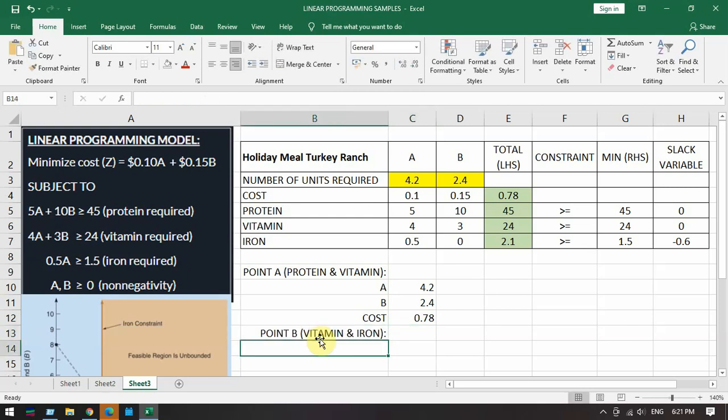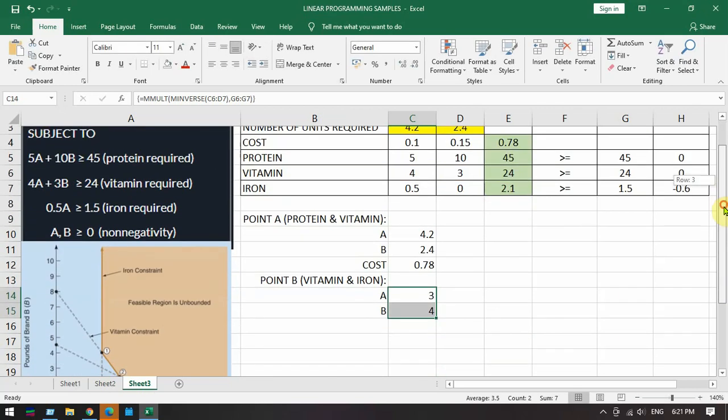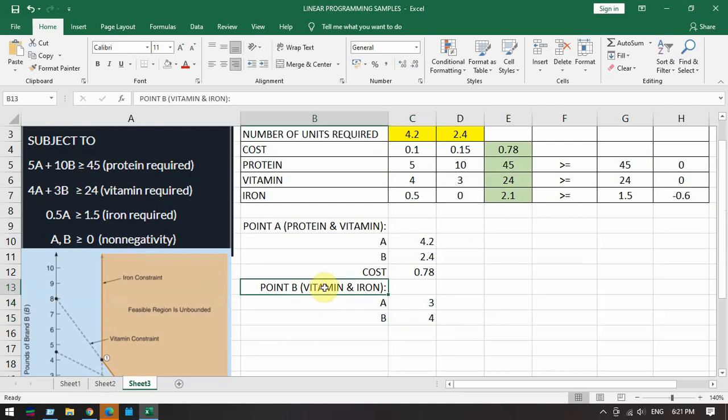So let's have A and B. Again, highlight, and then M mult, M inverse. Then we have this, close parentheses, comma, and then the right hand side. Again, shift control enter. Okay, and then the point B, point C, okay, which, sorry, let's first compute the cost.